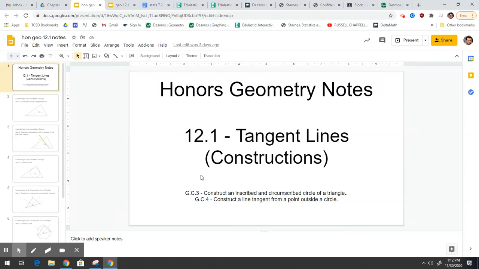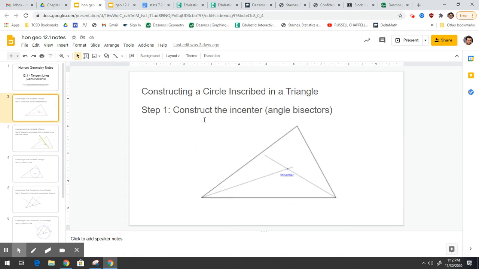All right, so honors geometry, we have a couple constructions here, 3 to be exact, involving tangent lines per se. So the first one is going to be constructing a circle inscribed in a triangle. Okay, so let's go through the process here in Desmos geometry.